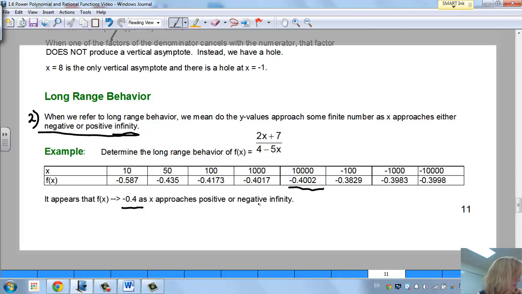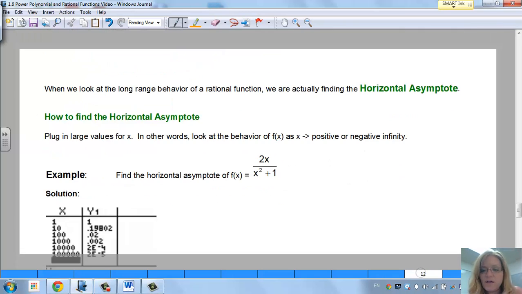How you can look at that is you can take these two, and I'll show you some shortcuts. These two right here have the same power. If I cancel out the powers, I get negative 2/5. So my horizontal asymptote is y equals negative 2/5. Let's look at the next page.